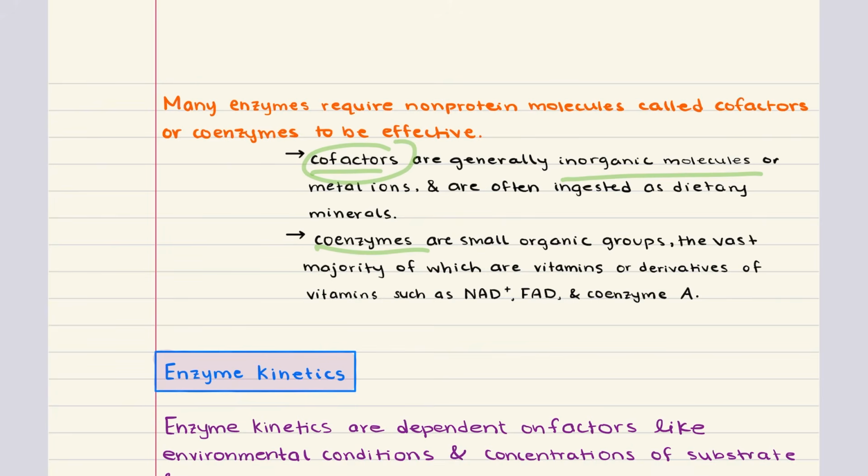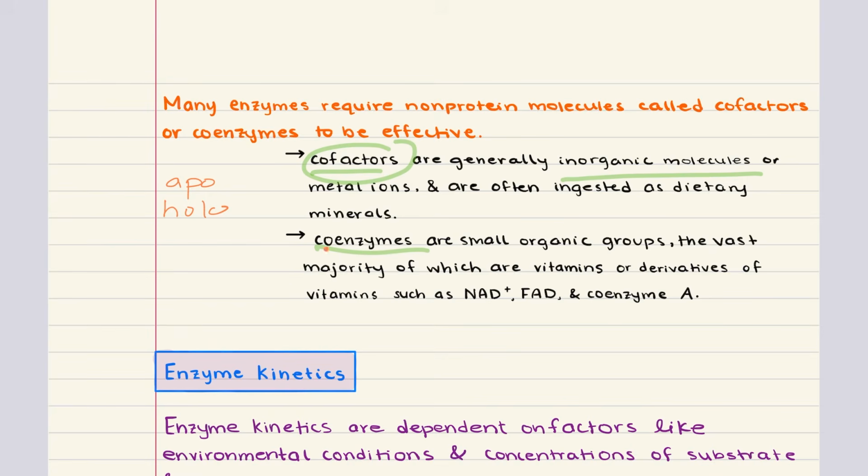Here, there are some definitions we need to know. There are apoenzymes and there are holoenzymes. Apoenzymes are enzymes without their cofactors. Holoenzymes are enzymes with their cofactors.